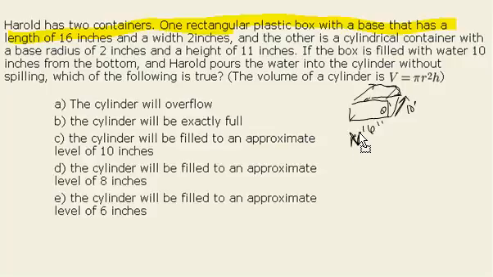So in this case, the volume of water would be given by 16 times 2 times 10. I know that 16 times 2 is 32, times 10 gives us a volume of 320 cubic inches. Next, I'm going to try to find the volume of the cylinder.